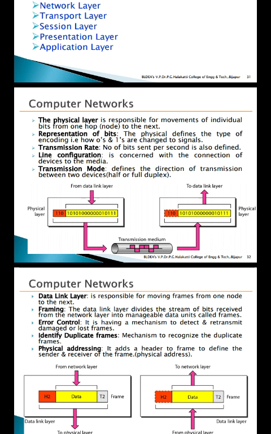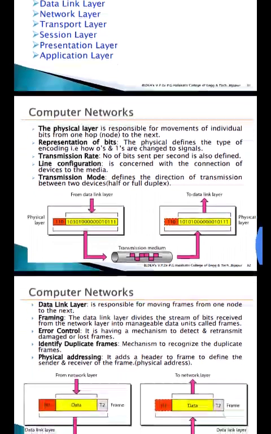Related to half and full duplex, we can even discuss it in the lab also. Now this is the job done by the physical layer: movement of the bits from one node to another, representation of the bits, transmission rate, the number of bits sent per second, line configuration, and the transmission mode.